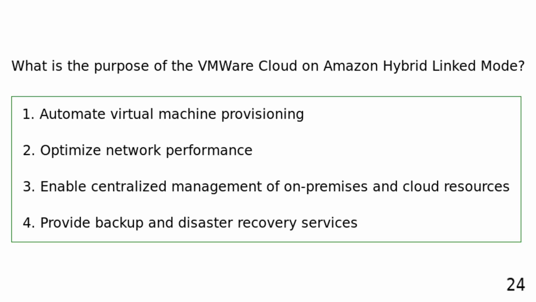What is the purpose of the VMware Cloud on Amazon Hybrid Linked Mode? Automate virtual machine provisioning. Optimize network performance. Enable centralized management of on-premises and cloud resources. Provide backup and disaster recovery services.